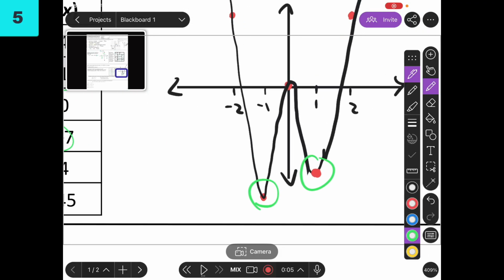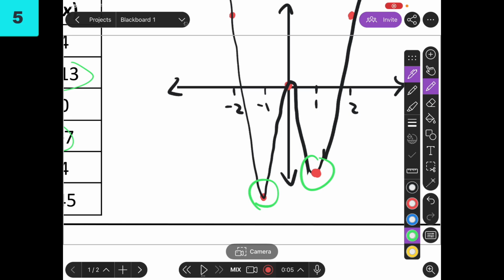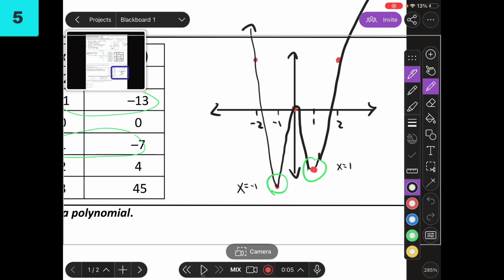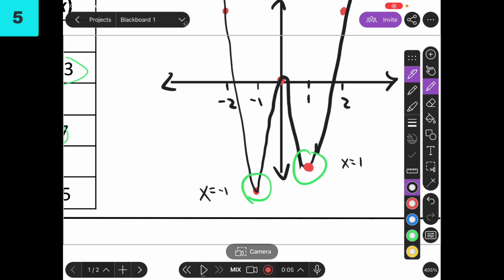So the absolute min would end up being at x equals -1. Well, this one right here, when x equals +1, is the local min. And one thing that we mentioned in class is that absolute min is, of course, what the title says, the lowest point. And the local min is not as small as the absolute min, but it's still a min.